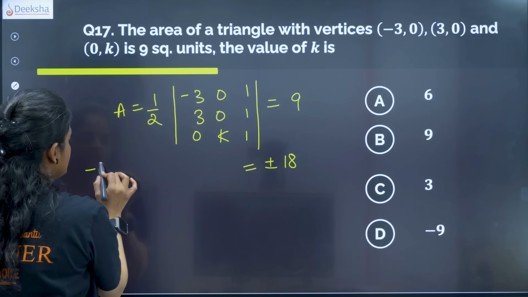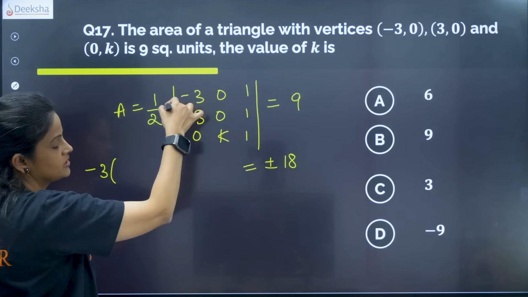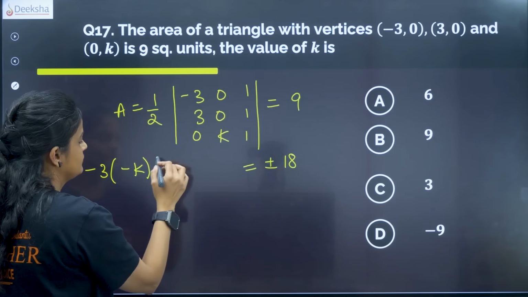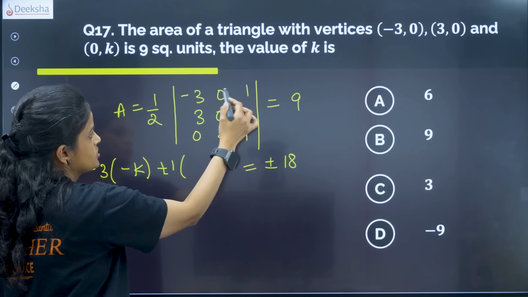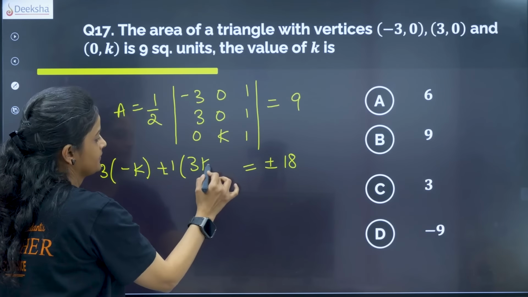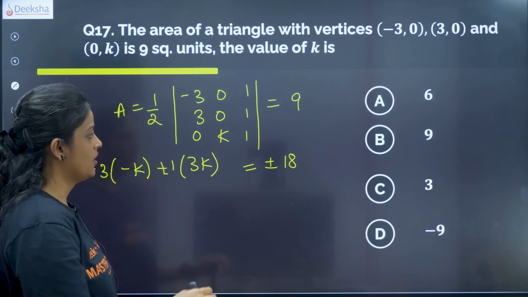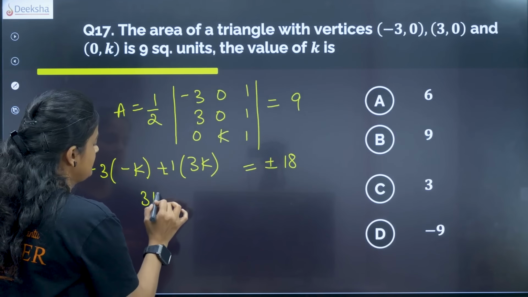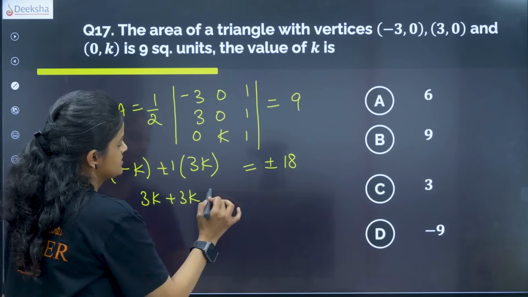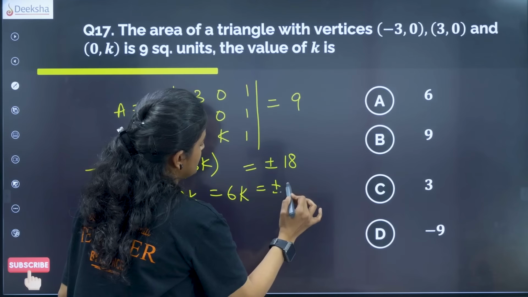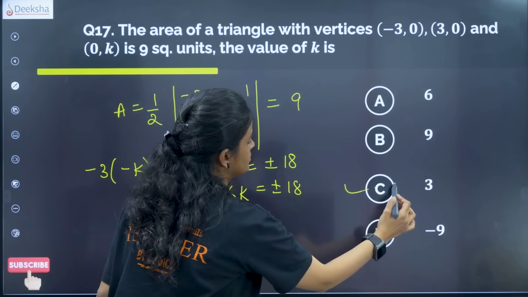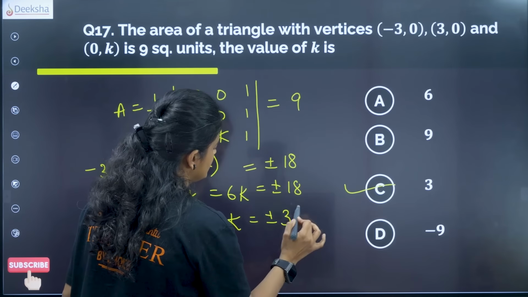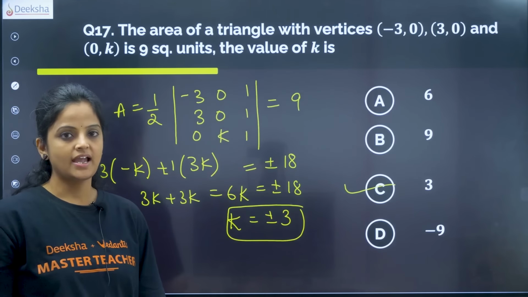This side where I am expanding it, minus 3 into, using the first row, I have minus k, between 0 we leave that, plus 1 into, close the row, close the column, I have 3k. I don't think any student will have doubt in expansion of the determinant at this stage. 3k plus 3k, 6k, 6k is equal to plus or minus 18 and k will be equal to 3, plus or minus 3 actually. Anyway, they have given us the positive 3. I'll consider option C as the answer.